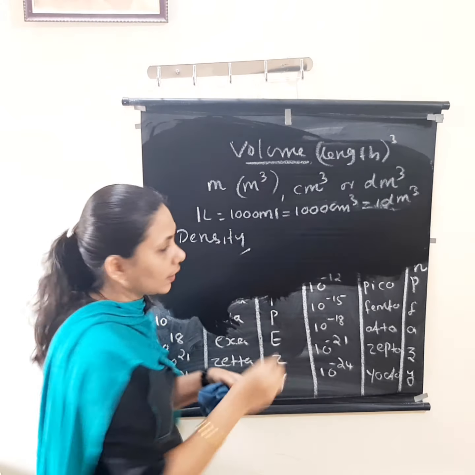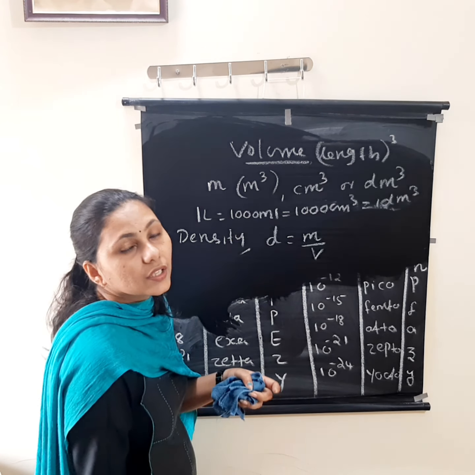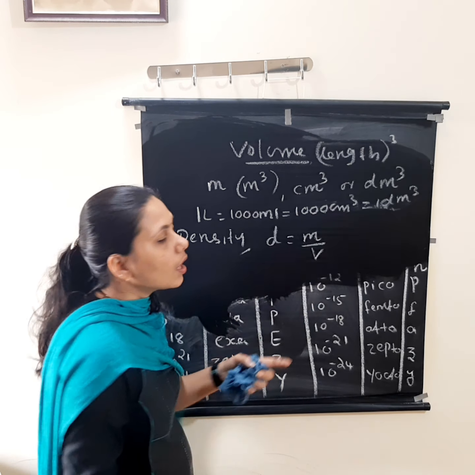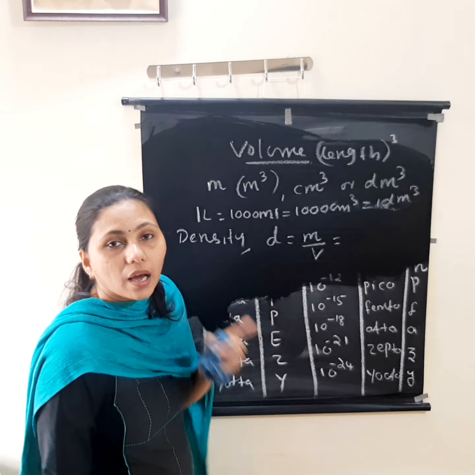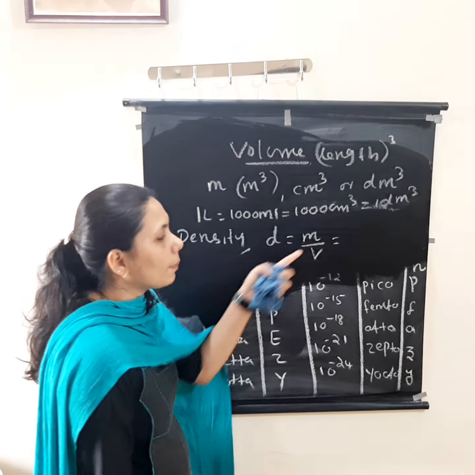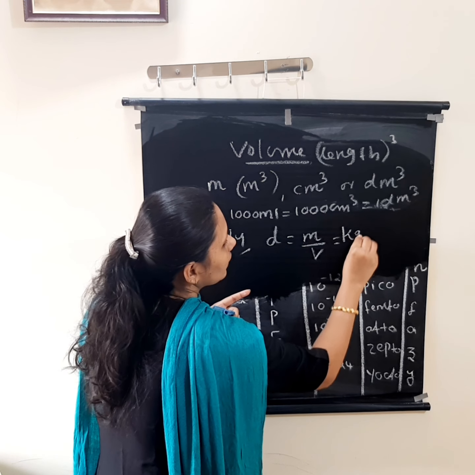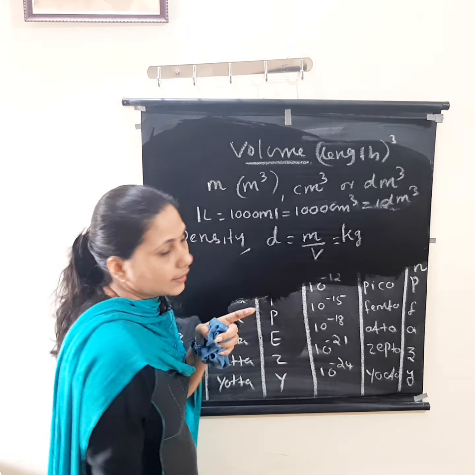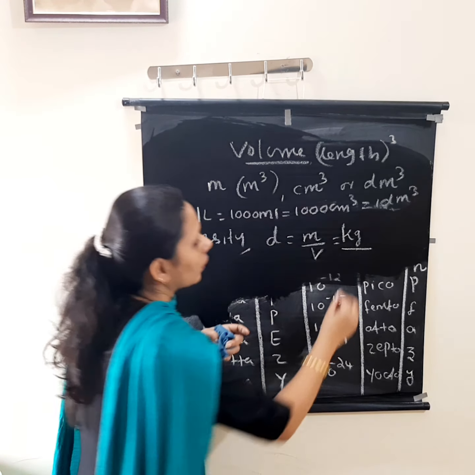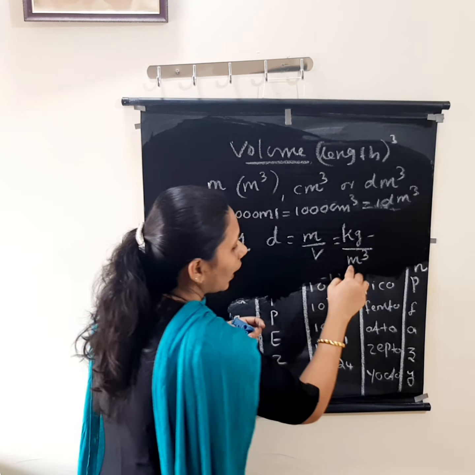Next is density. Density of a substance equals mass per unit volume. This is also important, they will ask the SI unit of density. Mass means kilogram; according to the SI system, the unit of mass is kilogram. So kilogram divided by volume. The SI unit of volume is meter cube, so that is kilogram per meter cube.